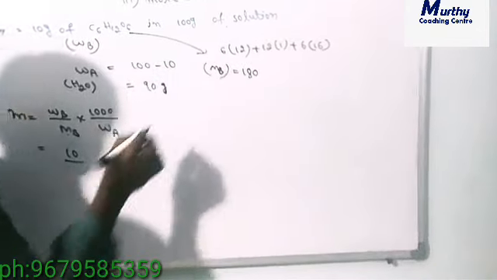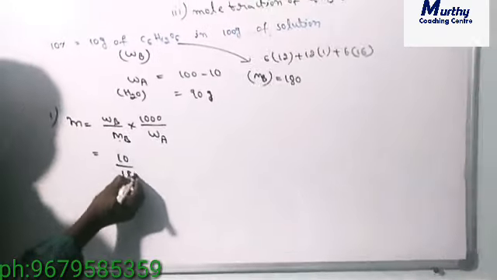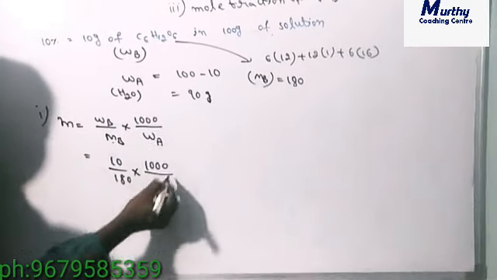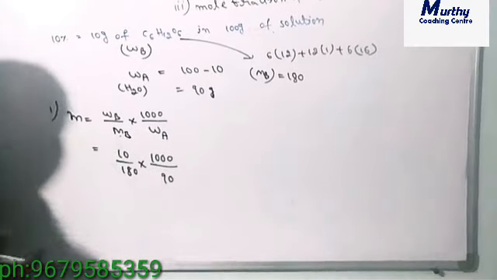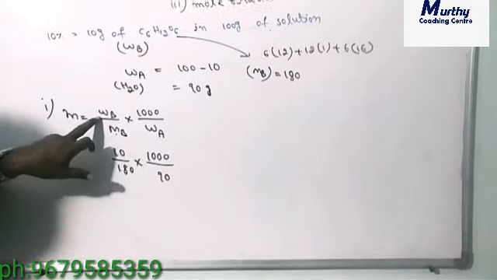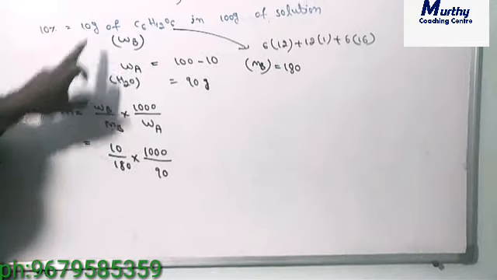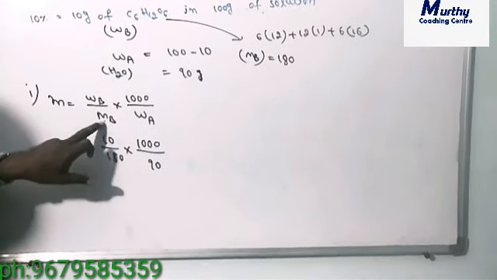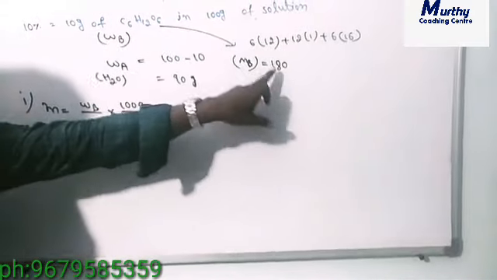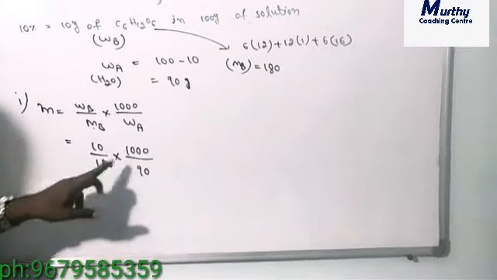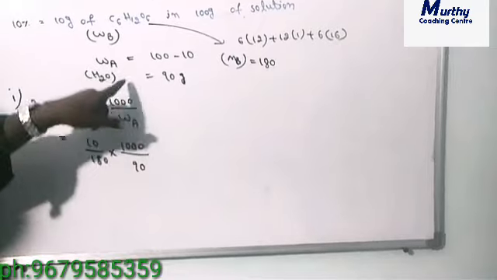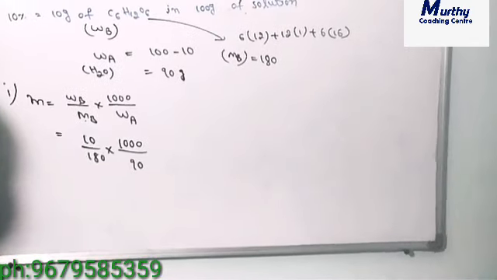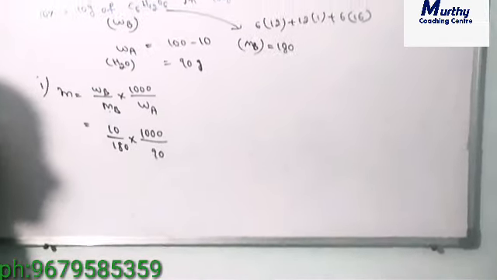So MB is 180 into 1000 by mass of the solvent. Mass of the solvent, how much? That is 90. Clear? WB is the mass of the solute. Mass of the solute means glucose. Glucose mass is 10. Next, molar mass of the solute means glucose molar mass, 180. That is 180 into 1000 by mass of the solvent, that is 90. If you simplify, you will get the molality.